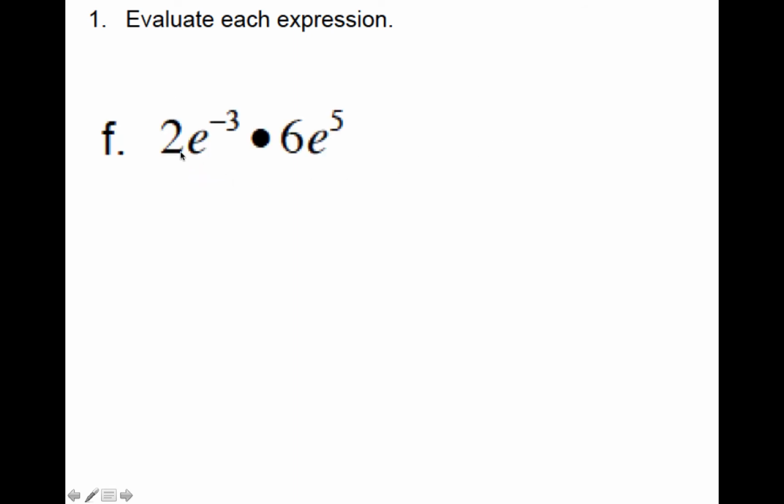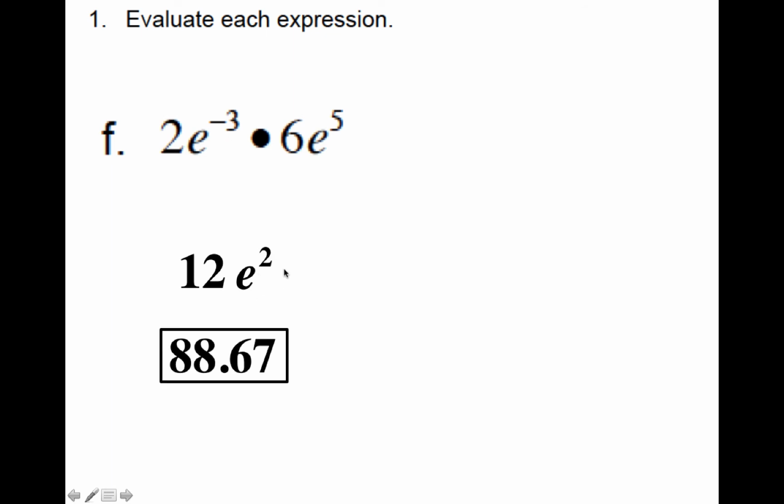This one, we have unlike bases with the 2 and the 6, so we would just multiply. 2 times 6 is 12. The e's have the same base, so e to the negative 3 times e to the 5, you would add those exponents and get e squared. Again, e is a special number, so we would type in 12, second, e to the power of 2, and you would get 88.67.